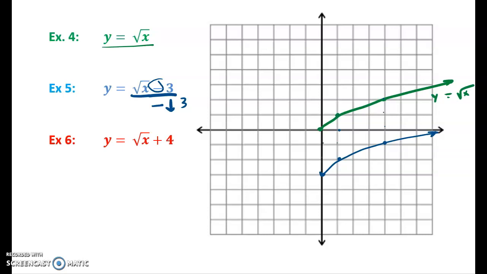If I have, changing to red, y equals the square root of x plus 4. That plus 4 means up 4 units. So that means my parent function, the green function, I move 0, 0 up 1, 2, 3, 4 units. I move my point 1, 1 from my parent function up 1, 2, 3, 4 units. The point 4, 2 from my parent function, I move up 1, 2, 3, 4 units. And I draw my new function.